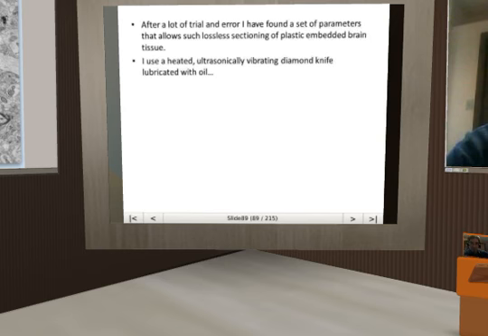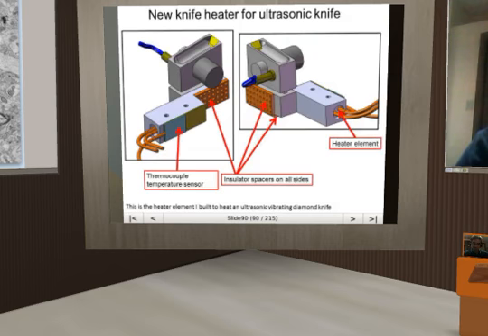So after a lot of trial and error, which I don't have time to go into, I have found a set of parameters that allows for such lossless sectioning of plastic embedded brain tissue. And I'm going to show you these right now. In general, it requires a heated, ultrasonically vibrating diamond knife lubricated with oil instead of water.